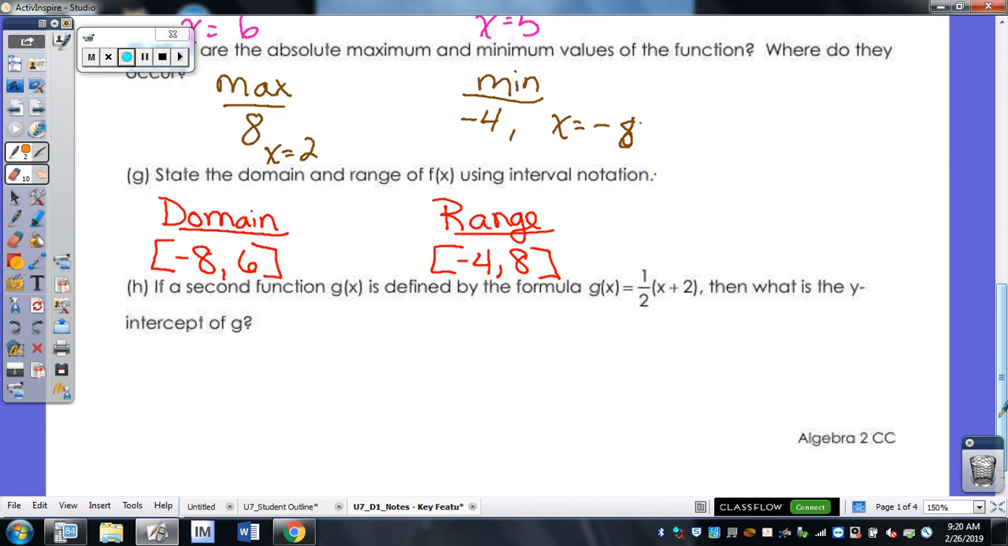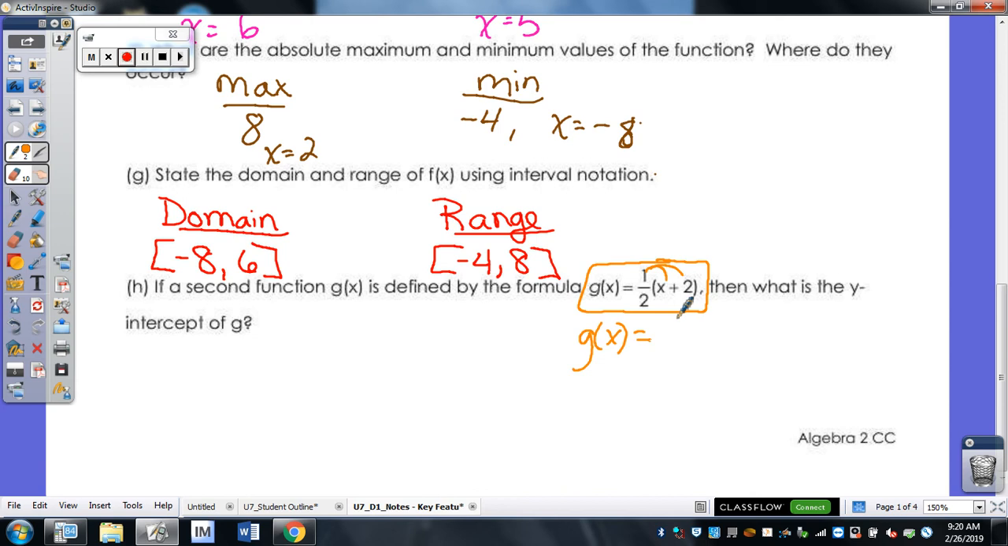All right, then our last one, h. If a second function g of x is defined by this formula here, then what is the y-intercept of g? So, can't really tell just yet. You're going to want to distribute that 1/2, because then we'll be able to figure out what our y-intercept is.